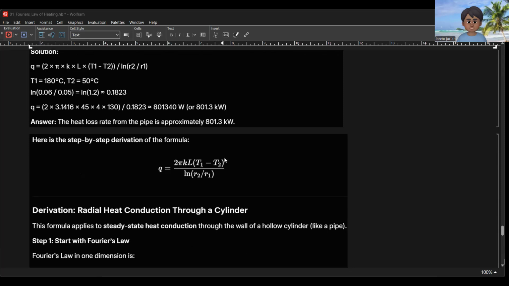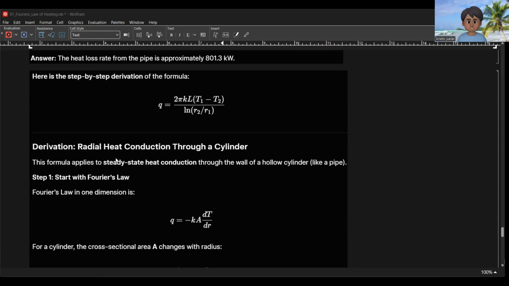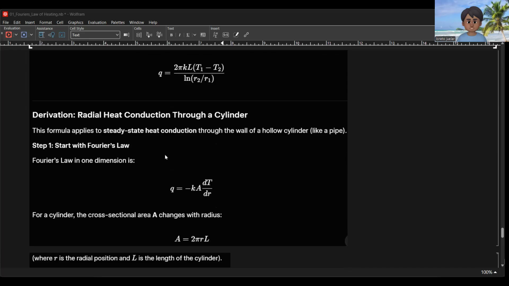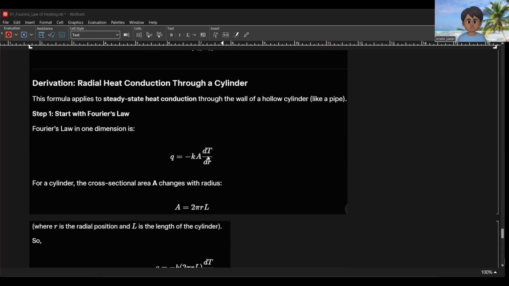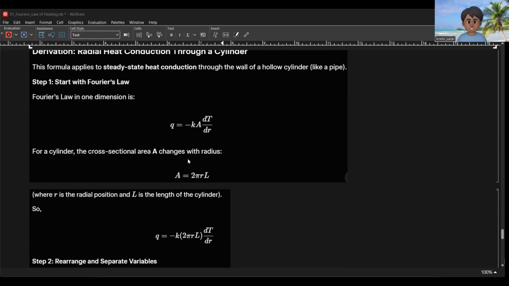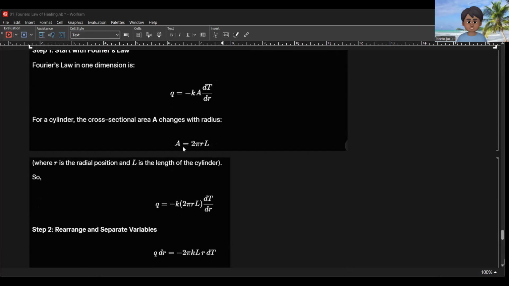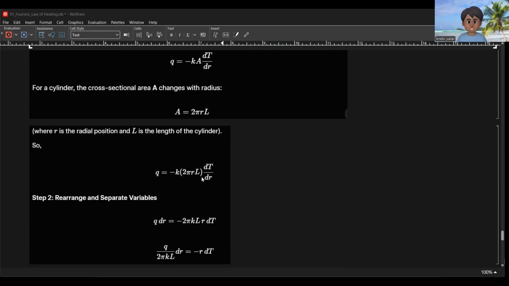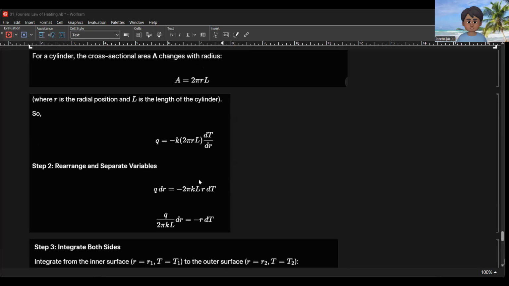So here is the step-by-step derivation of the formula. Derivation: radial heat conduction through a cylinder. The formula applies to steady state heat conduction through the wall of a hollow cylinder like a pipe. Start with Fourier's law, this one. Then for a cylinder, the cross-sectional area A changes with radius. Here R is the radial position and L is the length of the cylinder. So by substitution, we have Q equals K times the area, 2 pi R L, dT over dr.